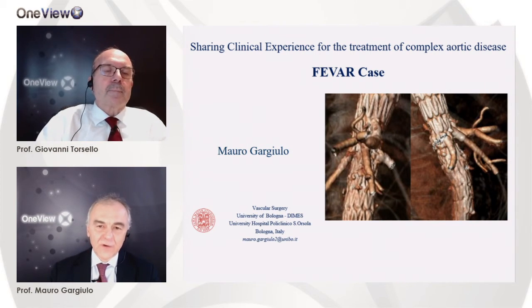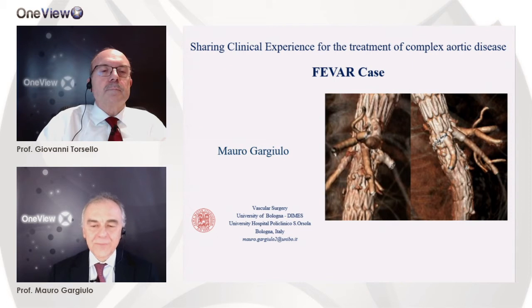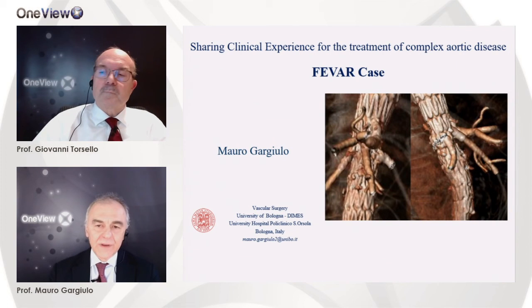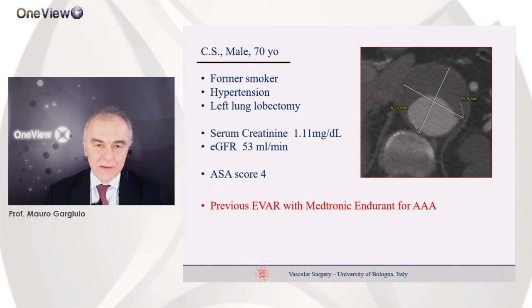And according to your first presentation, I want to share with you and all the colleagues involved in this webinar one of the cases that we treated with this type of stent graft, in patients that we treated with fenestrated endograft. This is a 70-year-old male smoker with hypertension. You can see that the renal function was quite normal, and the patient had a previous endovascular treatment of abdominal aortic aneurysm with a Medtronic Endurant endograft.